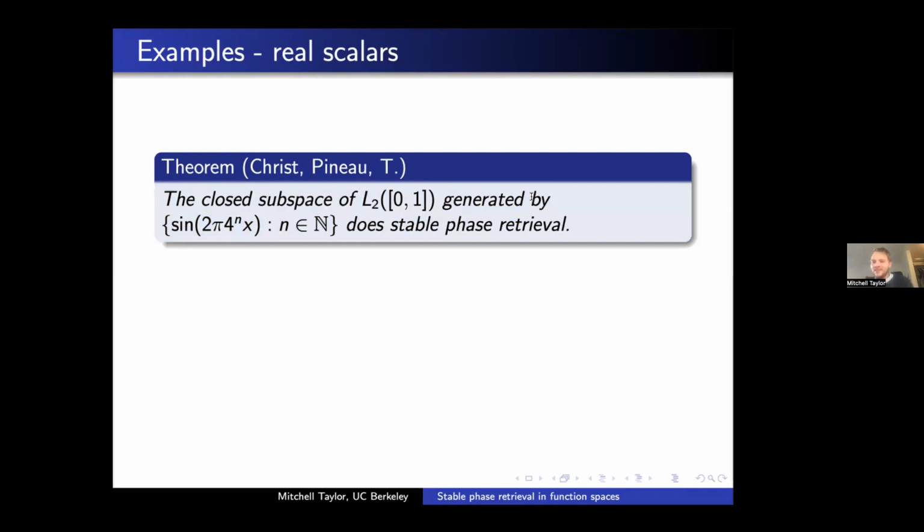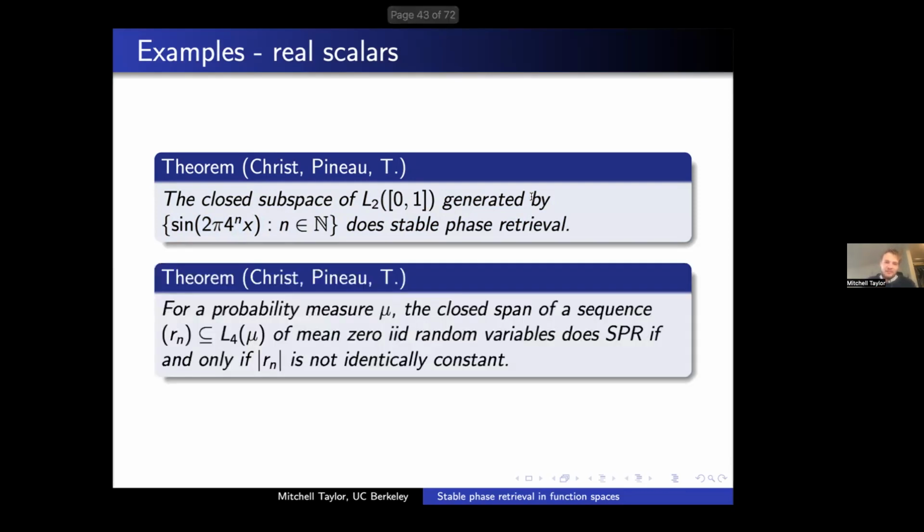So with this, I can just say that subspaces doing stable phase retrieval, although they are quite rare, are not completely pathological. You can build these in somewhat elementary ways. And another example we have using IID vectors is this: if you take any probability measure mu, and you take a sequence of mean zero IID random variables in L4, then they will actually do stable phase retrieval if and only if the trivial condition is satisfied.